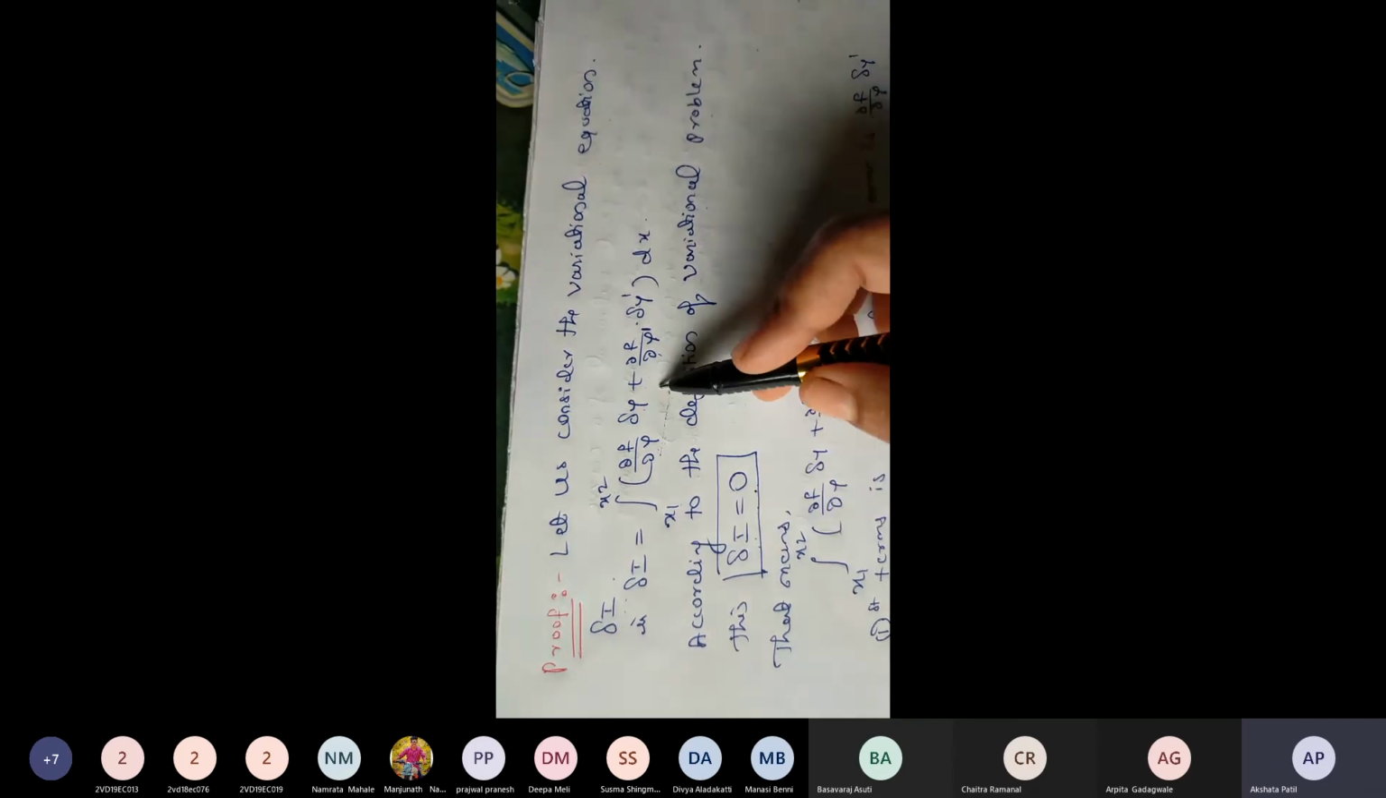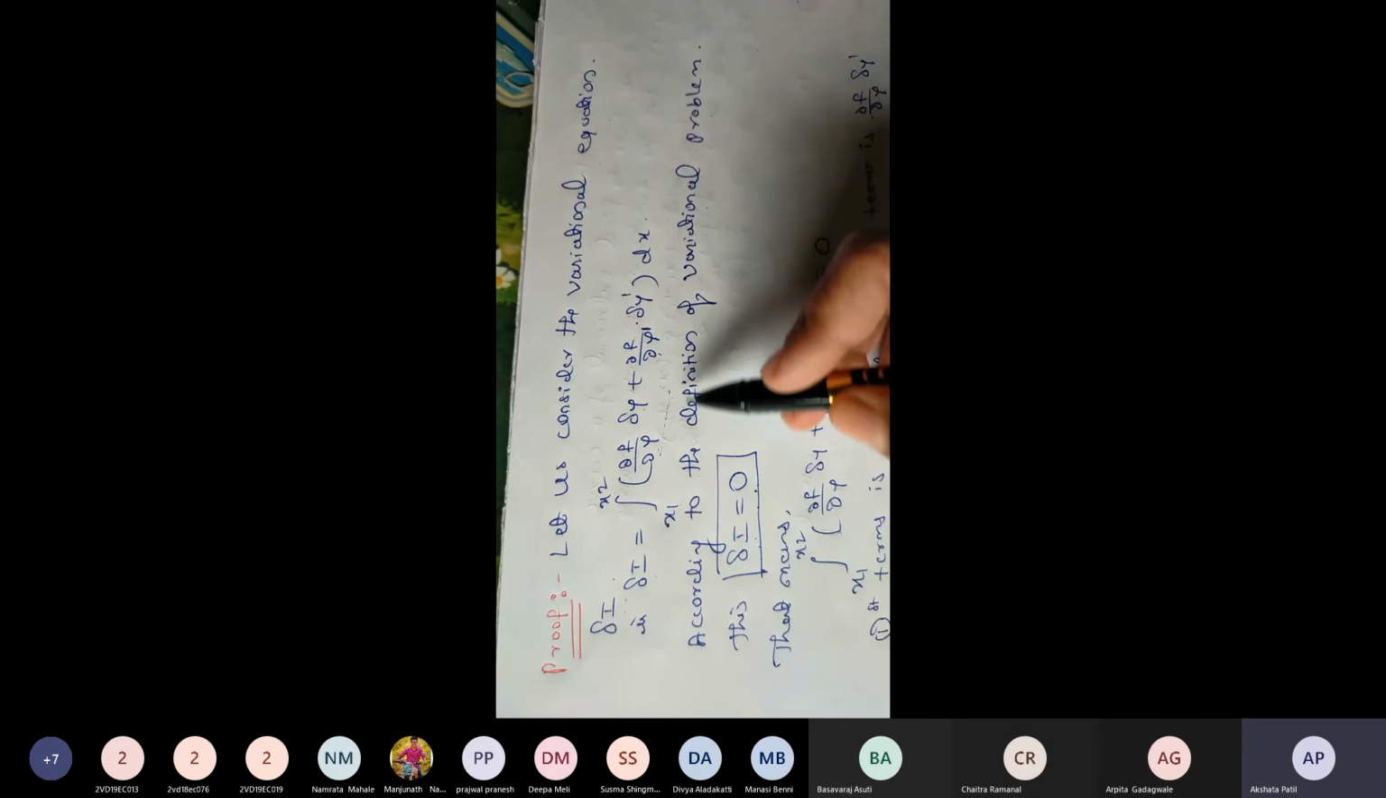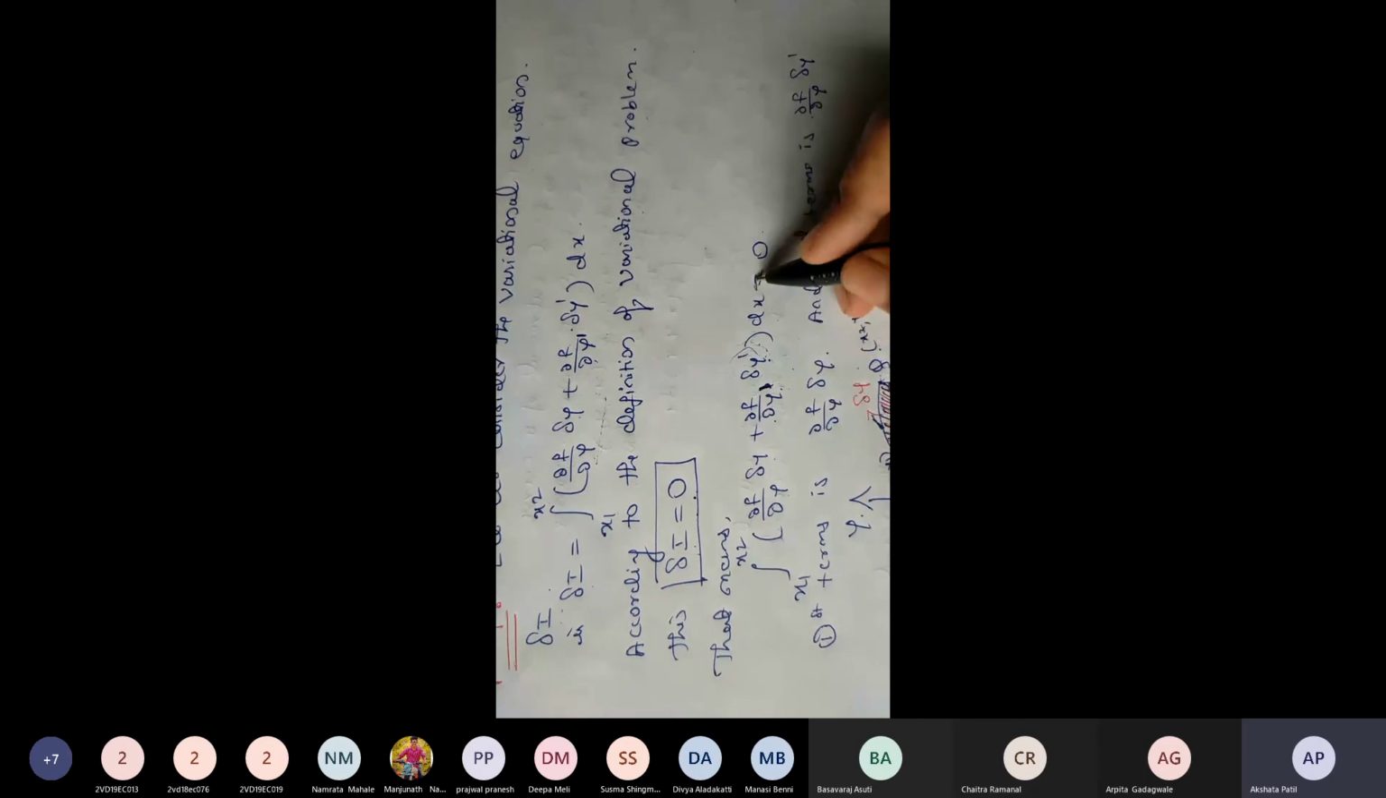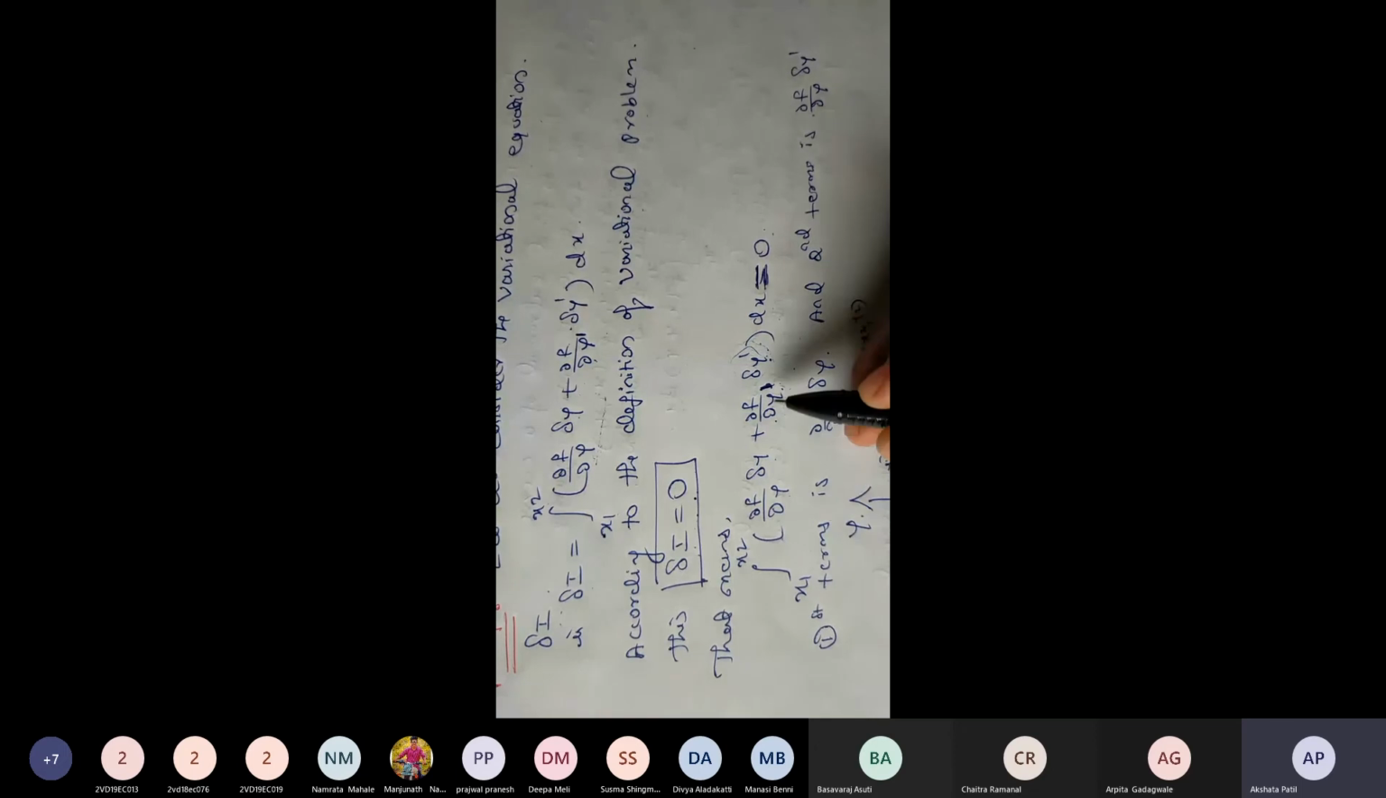Delta I becomes 0 means the above integral becomes 0. So use this in the above integral. Here we'll get the integration over x1 to x2 of (∂f/∂y into delta y plus ∂f/∂y' into delta y') into dx, which is equals to 0. Now here two terms are there. First term is ∂f/∂y into delta y, and the second term is ∂f/∂y' into delta y'.